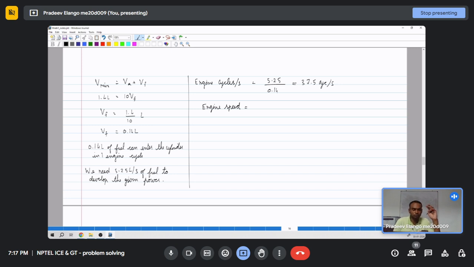So for every 2 revolutions we will have one cycle. That means if we have 37.5 cycles per second, we will have 2 times this 37.5 revolutions per second. And to convert this into RPM, we multiply by another 60, so that will be 60 into 2 into 37.5 RPM.